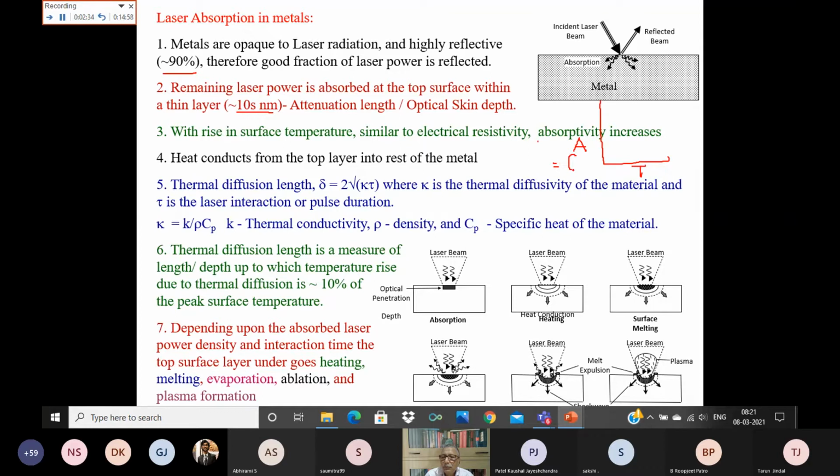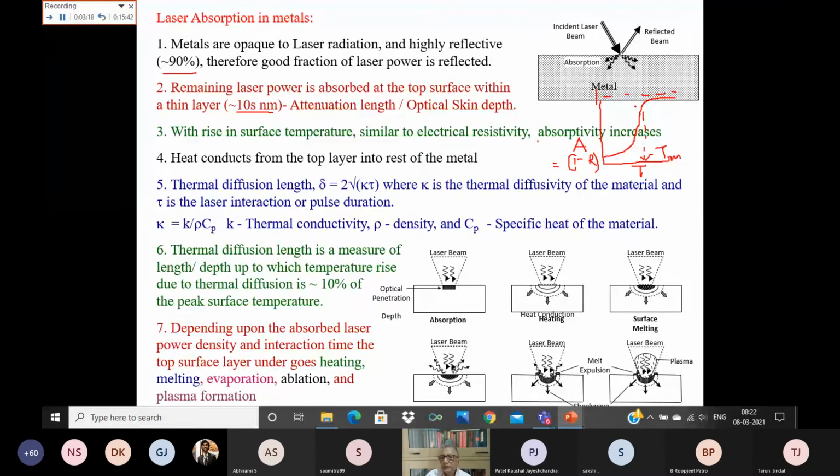Schematically, at room temperature the absorptivity is very low, so it will be like this. As the temperature increases, it will increase, and then very near the melting temperature it is going to saturate, coming to almost 100% or 90% or so. This is the place where we are at almost the melting temperature. So when the melting temperature arises, the absorptivity becomes almost 100%.